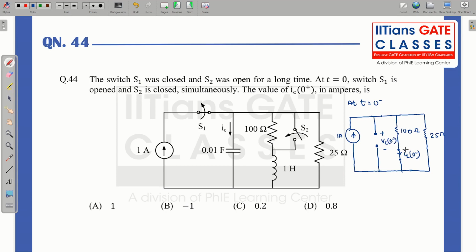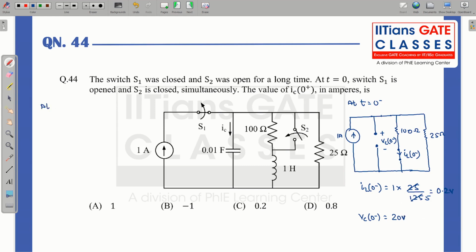So you can see for IL0 minus, I can apply the current division rule. So IL0 minus will be equal to 1 into 25 divided by 25 plus 100, that is 125. So this will be 1 by 5, that means 0.2. So IL0 minus is 0.2 ampere. So that means VC0 minus will be 0.2 into 100. So that is 20 volt. Okay, so we have this.